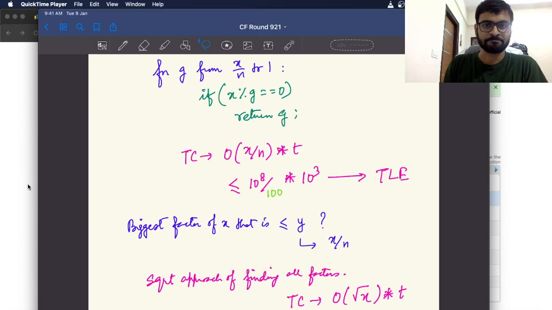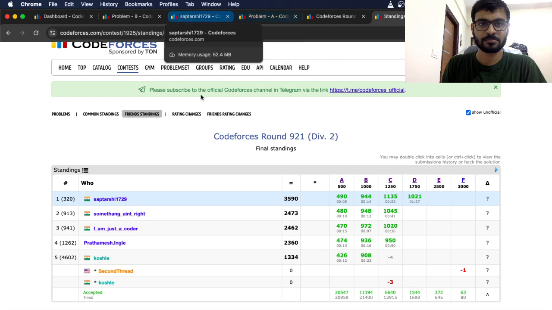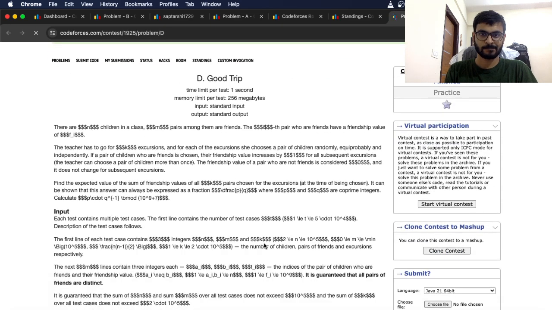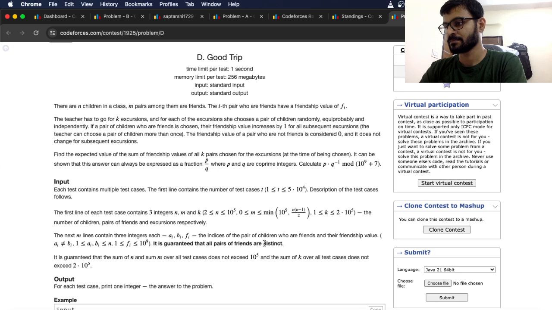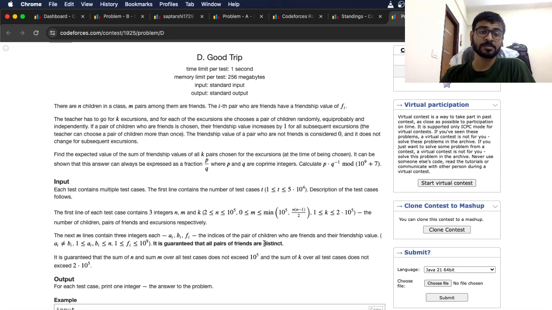Now let's look at problem D. This problem is a bit of a mathematical problem. What it says is that there are n children, m pairs of them are friends, and the ith pair has a certain friendship value fi. Now there are k excursions, k trips. She chooses a pair of children randomly, equiprobably, independently. So basically for each excursion, she will choose a pair of students who may or may not be one of these pairs.